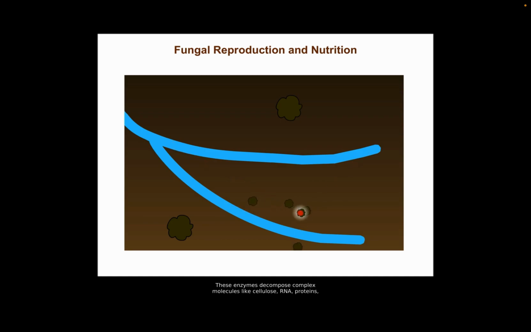To begin their extracellular digestion, fungi must first release many digestive enzymes. These enzymes decompose complex molecules like cellulose, RNA, proteins, and fats into simpler subunits like glucose, nucleic acids, amino acids, and fatty acids. Once these smaller monomers are produced, the fungal cell absorbs them into its cytoplasm, where they are used to provide energy for the fungal cell or as building blocks for fungal macromolecules.